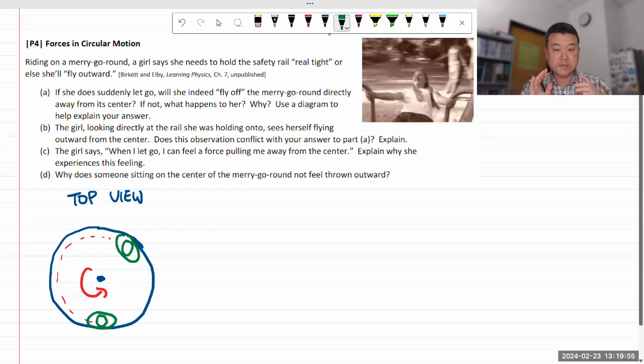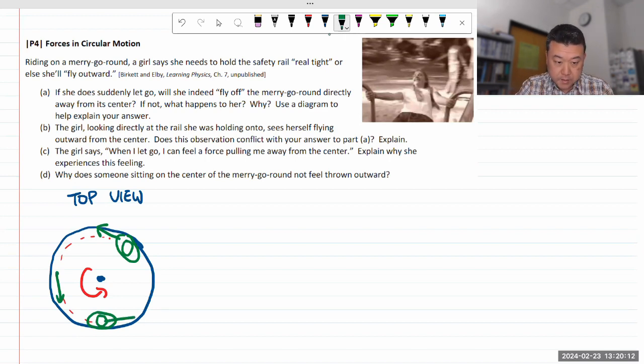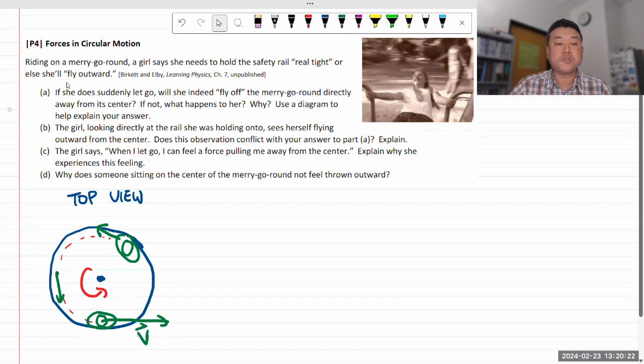What you have to think about is her tangential velocity. So she's been moving in circles. At this point, she's undergoing tangential velocity, moving that way. And as she's moving around, the tangential velocity changes. It goes tangent to the edge of the circle. So at this point, her velocity is going straight to the right. So to the point that it's asking: if she does suddenly let go, will she indeed fly off the merry-go-round directly away from its center?